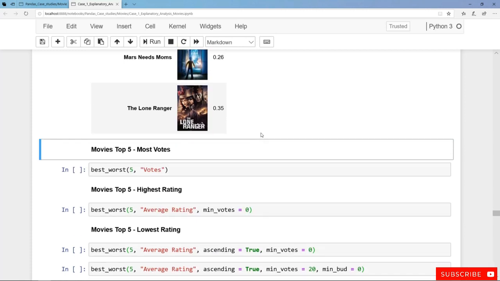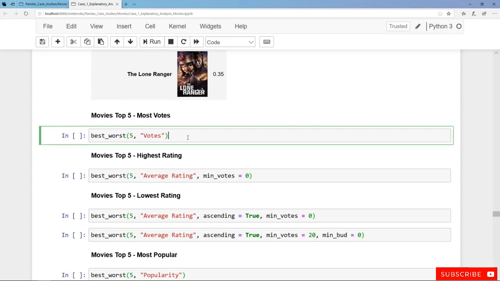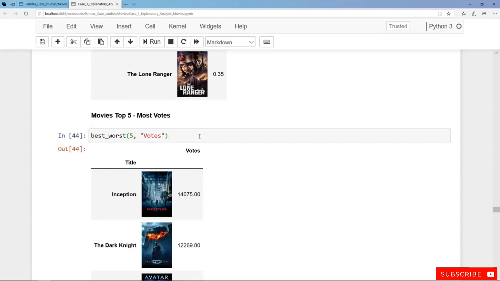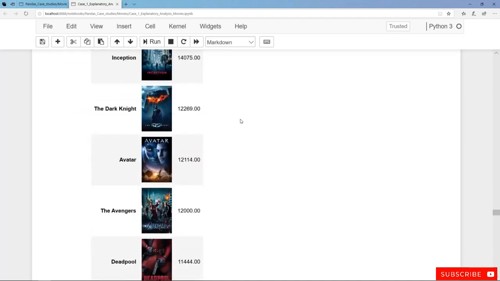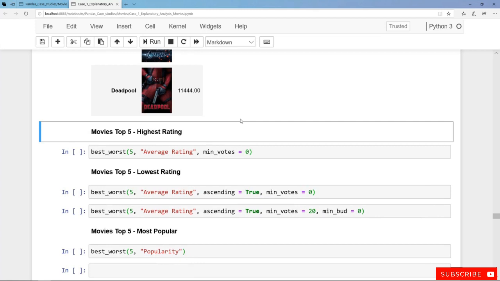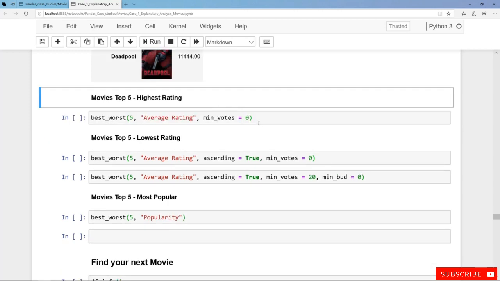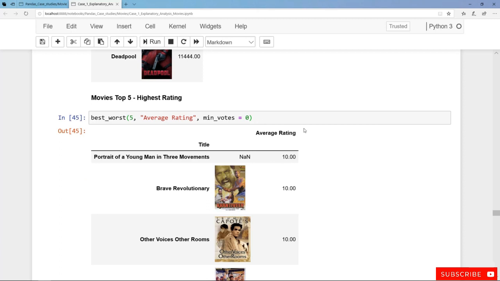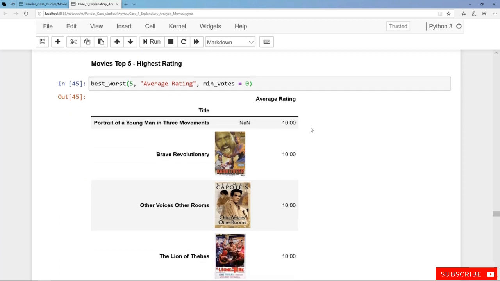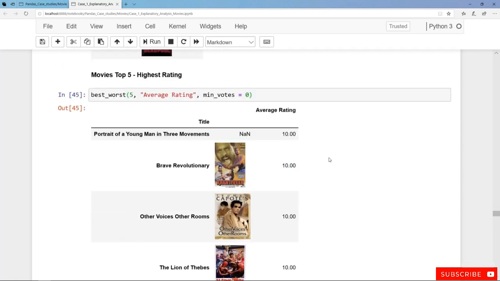Next we can get the top 5 movies in terms of number of votes, so the votes on The Movie Database website, and here we have Inception and The Dark Knight and Avatar. Now let's come to the audience rating. So now let's get the movies with the highest average rating, and we start with all movies actually, including those movies that only have 1 vote. And again, this is not really meaningful. So we have here an average rating of 10 because those movies only have 1 vote.